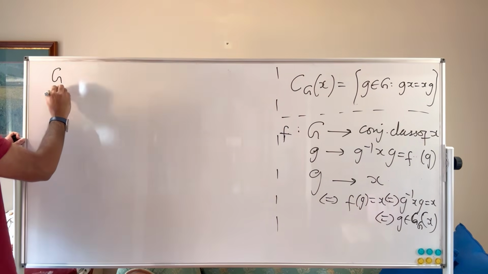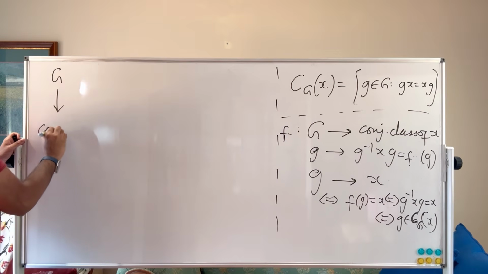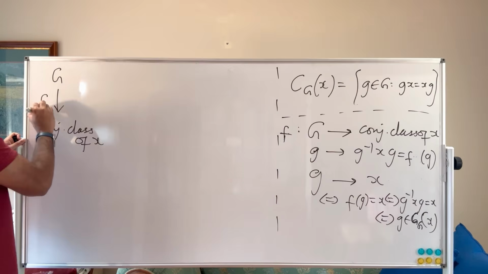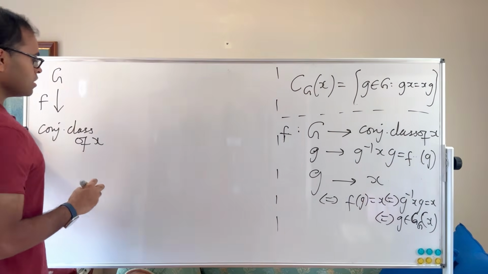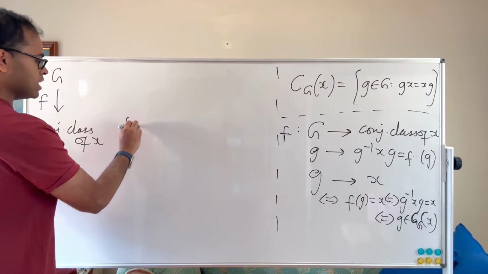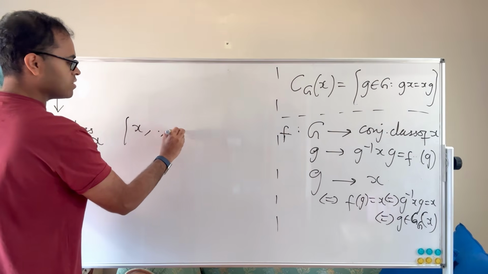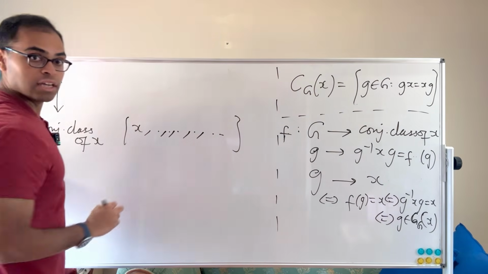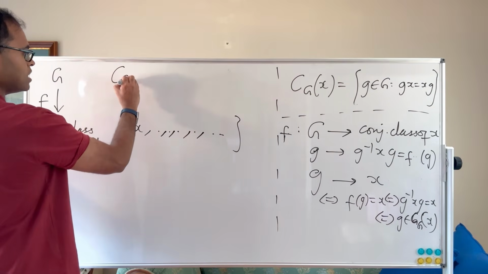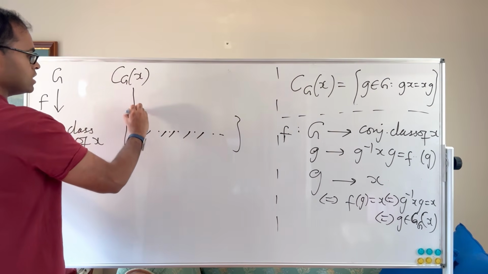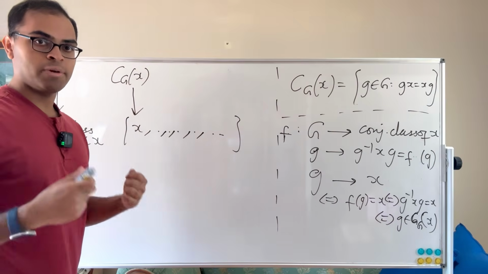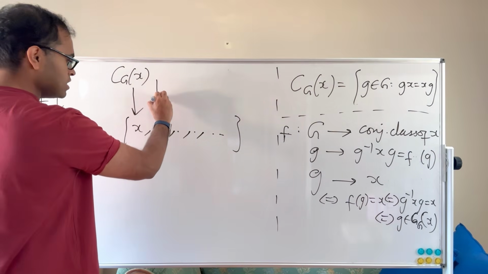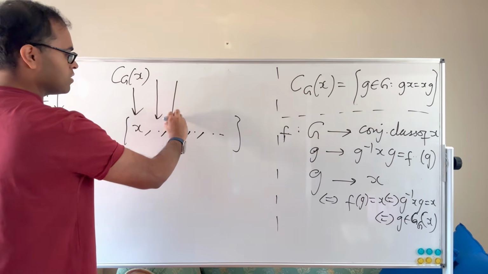So G is mapping to the conjugacy class of x under the map f. The elements of the conjugacy class of x are a bunch of things. There's x, there's lots of other things, and I'm just going to label them by dots. These are all the elements conjugate to x. Now, the point is that the centralizer of x is all the things that map to x. If you conjugate x by something in the centralizer, you get back x. Then you get other things that map to other elements of the conjugacy class of x.